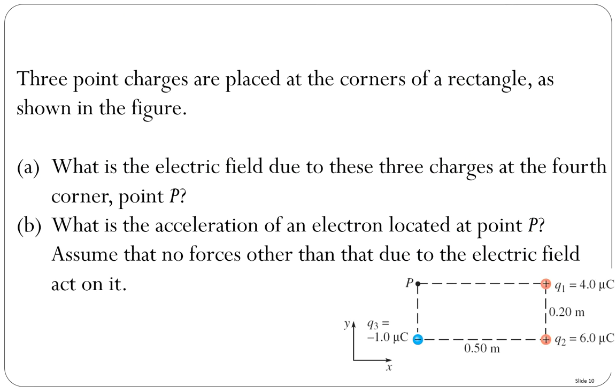Okay, now one for you. And this will take the rest of the class period. Just get started with it. You won't have time to finish it. Three point charges are placed at the corners of a rectangle. What's the electric field due to these charges at the fourth corner? So you're trying to find the electric field at this point due to those charges. And of course, what's the acceleration of an electron? We're not going to have time to answer that in class. As with yesterday, you have to do the one where you add components. You're not going to have time to just set it up.